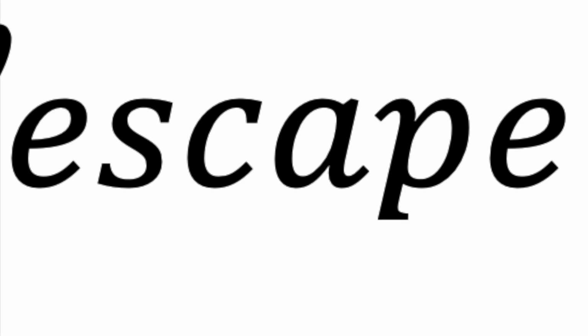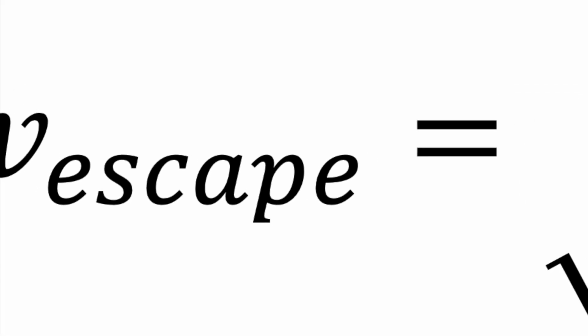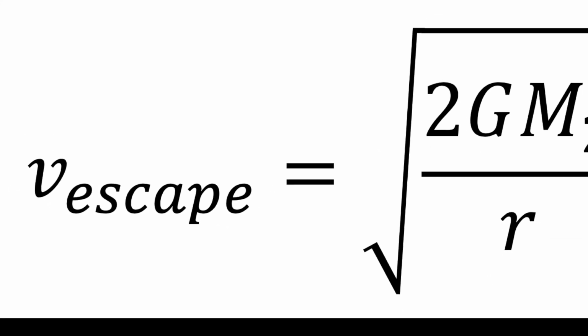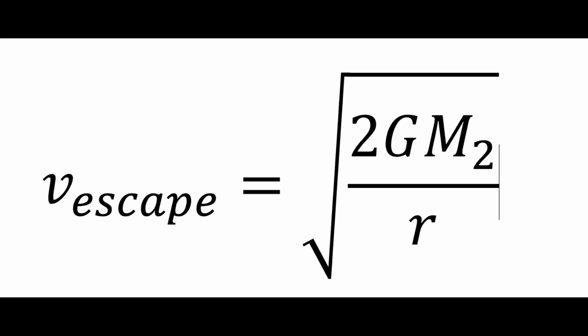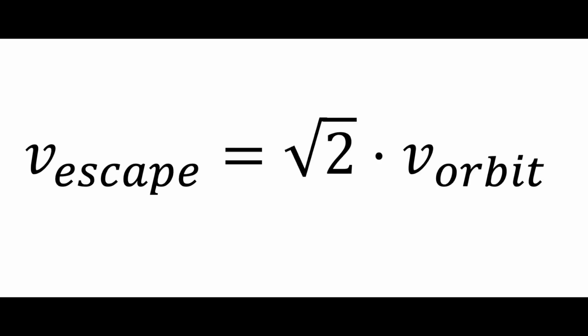Okay, so getting to orbit was easy enough, but what if we need to get away from the planet entirely? How fast do we need to go? The term for that speed is escape velocity, and it is equal to the square root of twice the universal gravitational constant times the mass of the planet over the distance from the center of the planet. Or, if you're already in a stable orbit, escape velocity is your orbital velocity times the square root of 2.